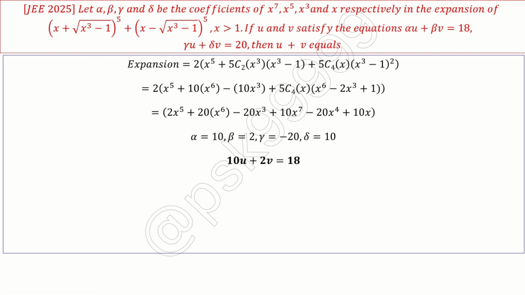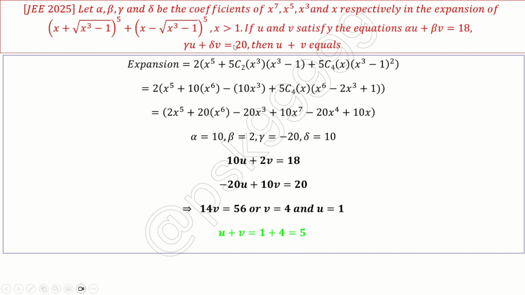Now you form the equations: 10u plus 2v equal to 18 and minus 20u plus 10v equal to 20. Now you solve these two equations, you will get u and v. v equal to 4 and u equal to 1. So u plus v is 5. That's the answer. Okay, so this is a simple binomial problem. If you look at all these problems, binomial is very easy to solve and score marks in JEE.